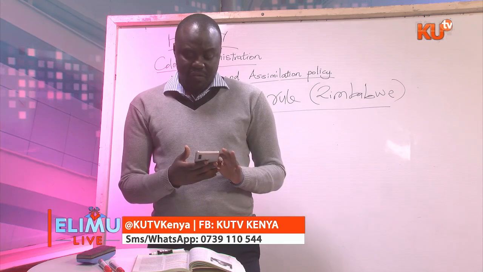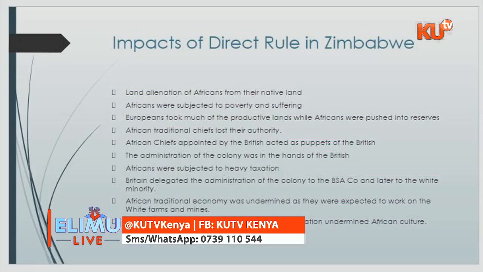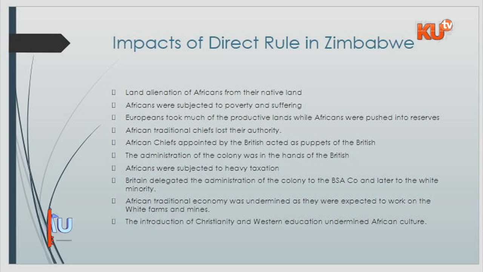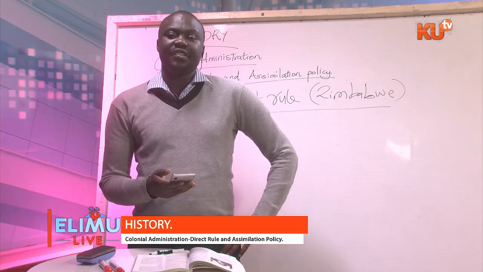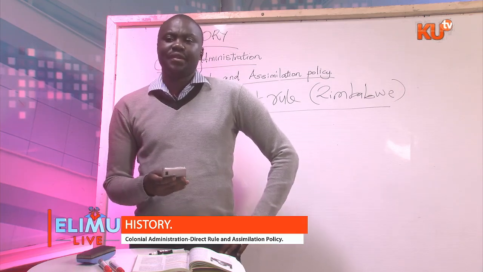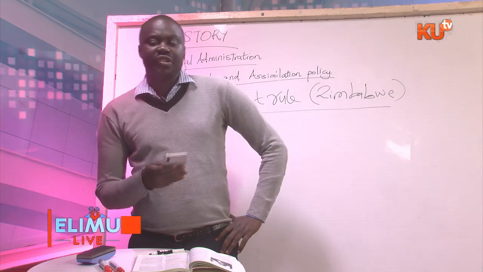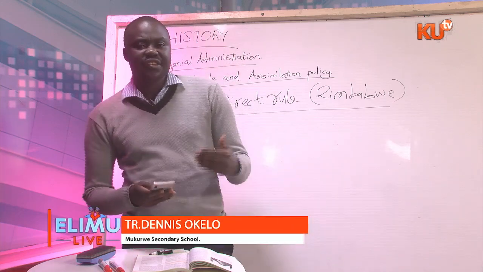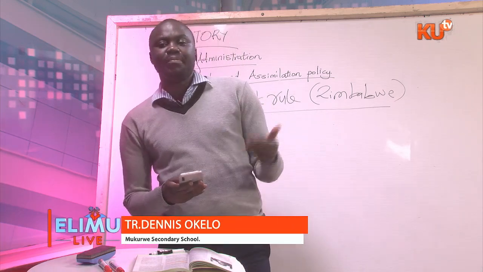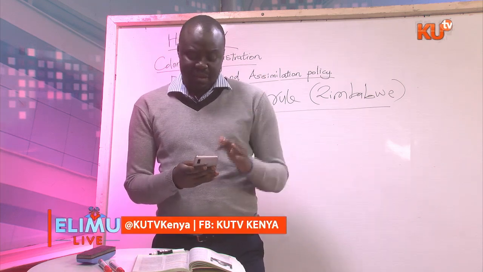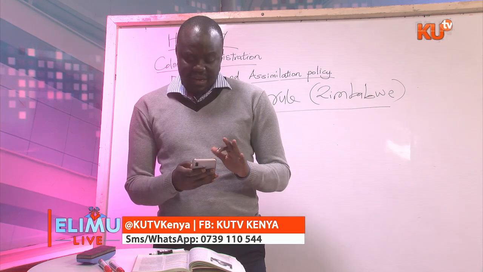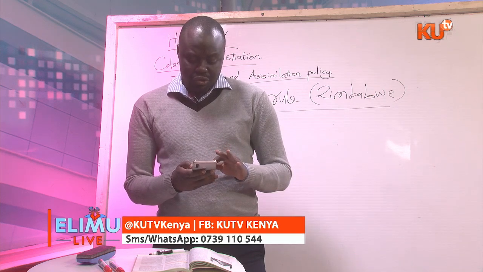Then again, the administration of the colony was in the hands of the British. That is self-explained. All throughout this lesson, I've been explaining that. Then the British delegated the administration of the colony to the BSA Company and later the white minority. Now, I had told you that initially, Cecil Rhodes and his BSA Company were given the mandate to administer Southern Rhodesia, or Zimbabwe, on behalf of the British. When the British saw that everything had been put in place by Cecil Rhodes and was running smoothly, they assumed this colony and made it a crown colony. It is this that led this white minority to rule this country.